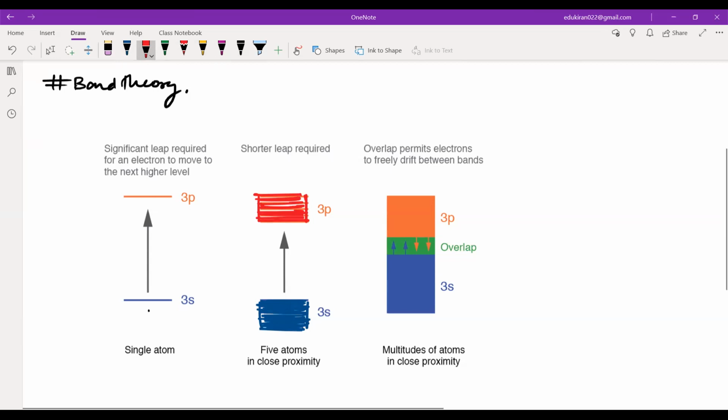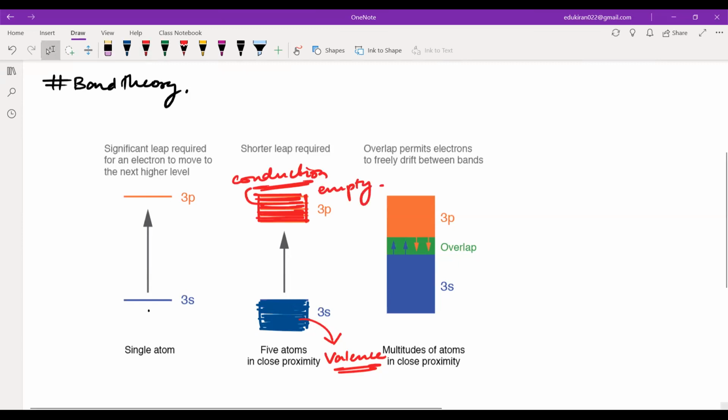So there are 2 bands here. This lower level is the valence band, in which you have the valence electrons, and this is the conduction band. In the conduction band, you don't have any electrons; it is already empty.